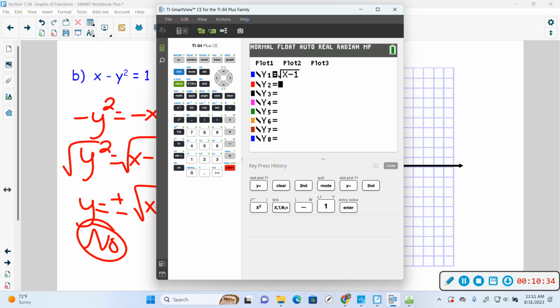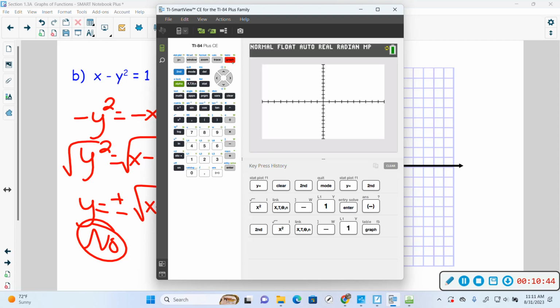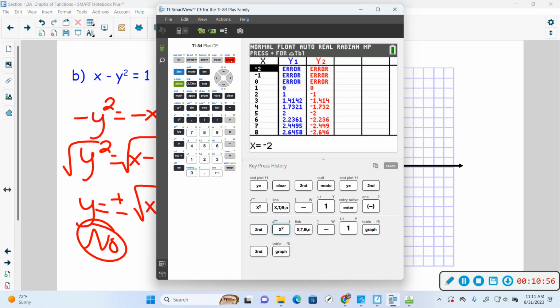And then you have to put in the second line. You have to throw the negative in front of it. And now type in your square root of x minus 1. And I'm going to hit graph. And we can clearly see that would not pass the vertical line test, okay? Now, I'm just going to get a couple points off the T-chart so I can plot it and make it look good. So let's pull up the table.